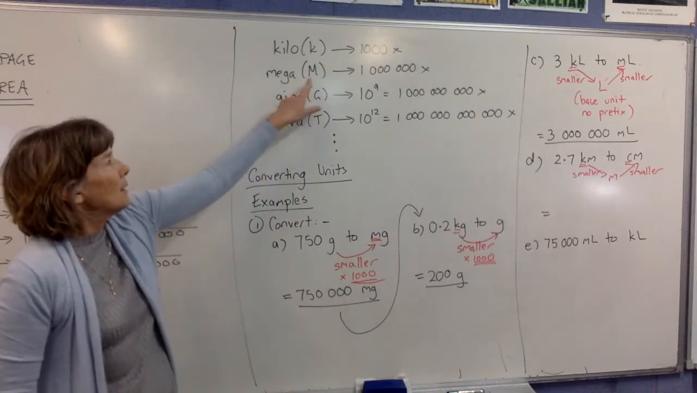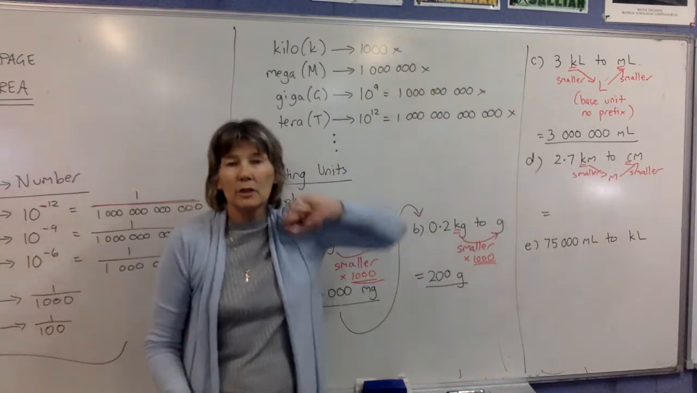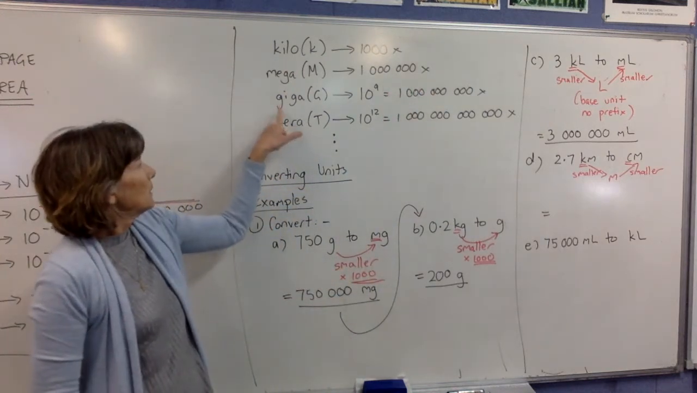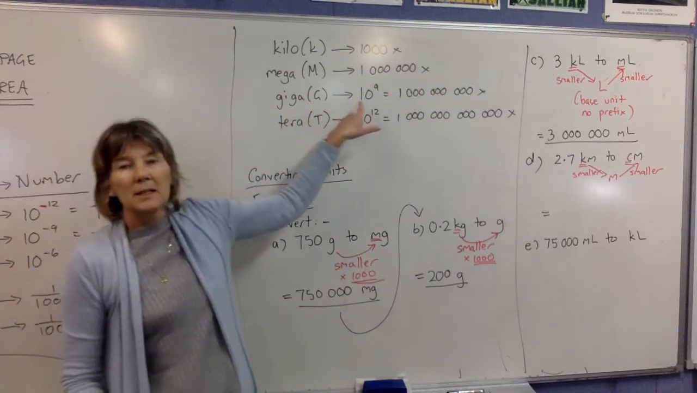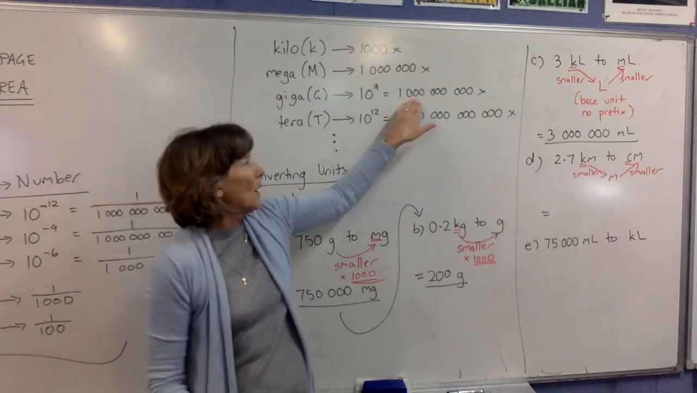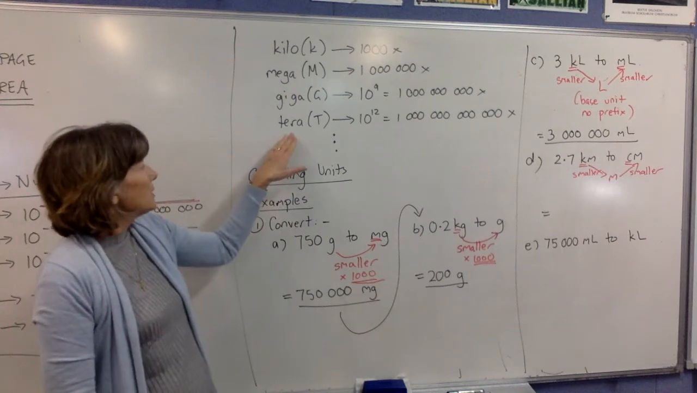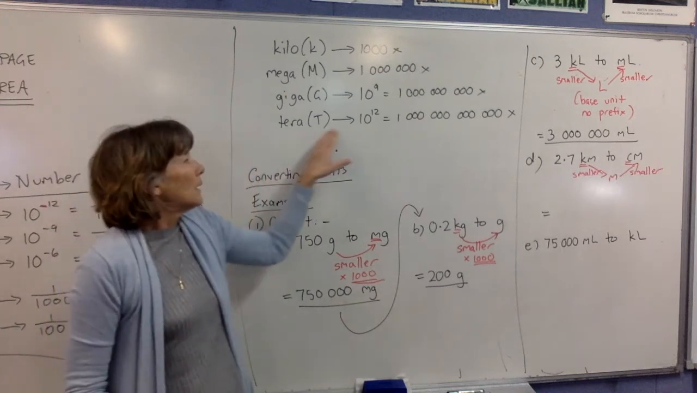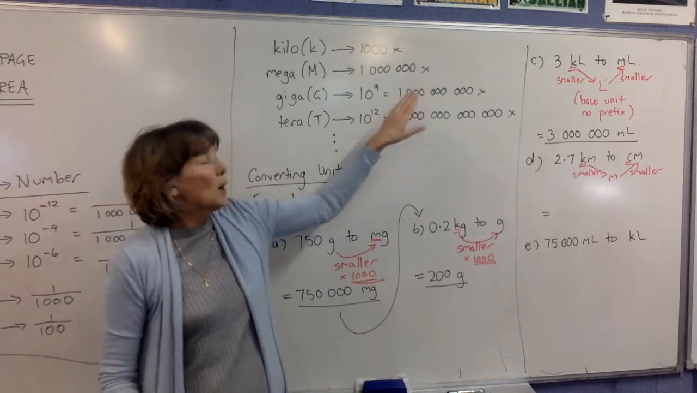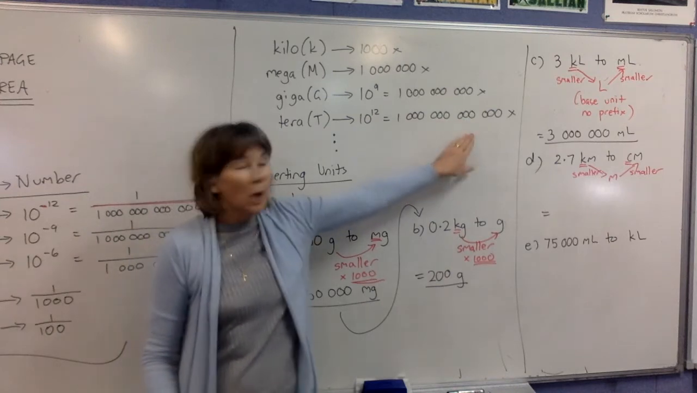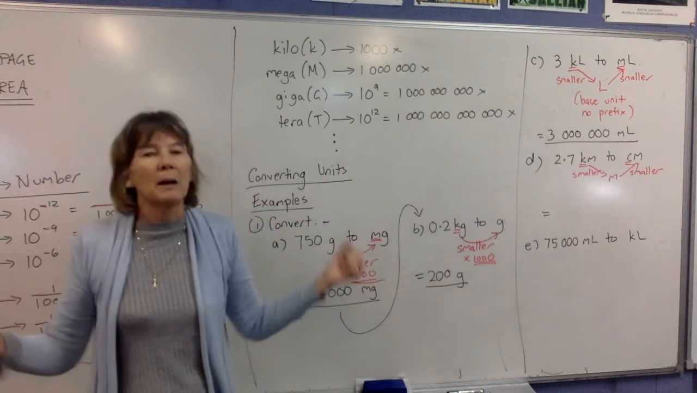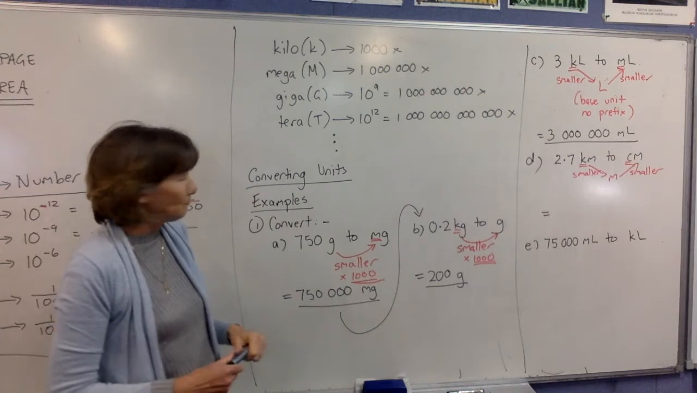All right, so mega, capital M, is 1,000,000 times the base unit. Giga is 10 to the power of 9. So that's a 1 with 9 zeros, so that's 1 billion times the base unit. Tera is 10 to the power of 12, which is a 1 with 12 zeros. That big number times your base unit.